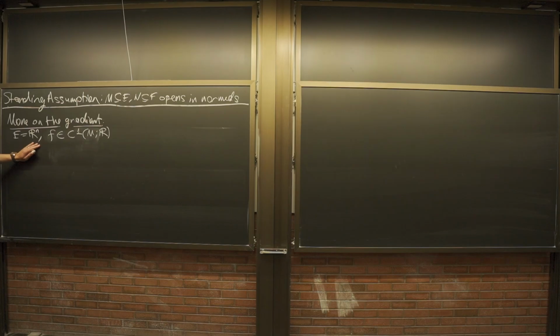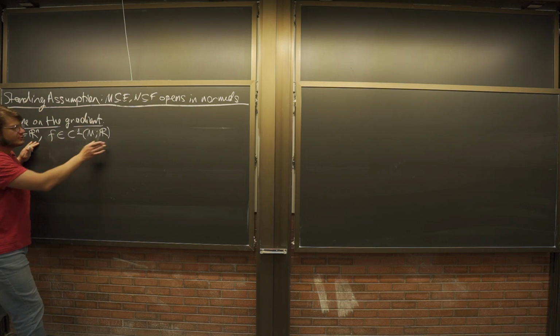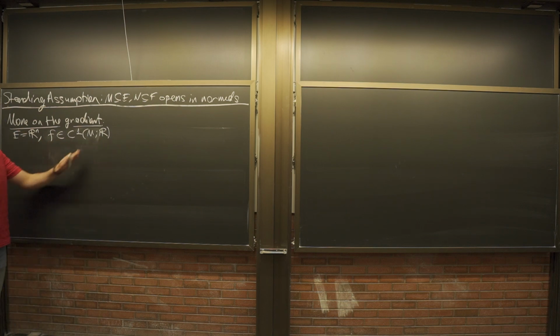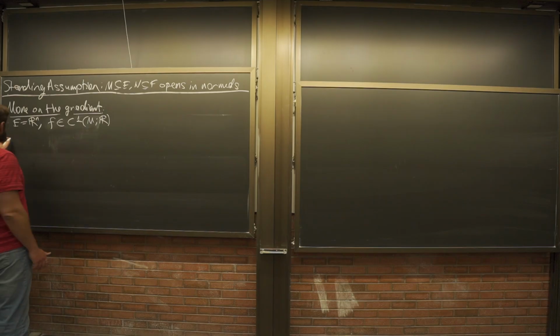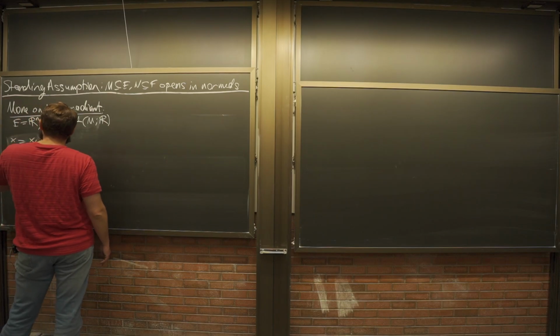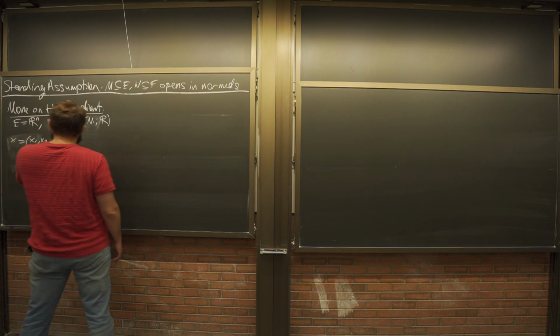Just to recap, now I'm looking at the situation. I have a function, real valued, as usual, defined on an open set of some normed space. But in this case, I'm looking at the situation where the normed input space is Rn. And so if I fix a point in M, by definition, it's going to be a tuple of numbers, of course. So you can write it as x1, x2, dot, dot, dot, xn.